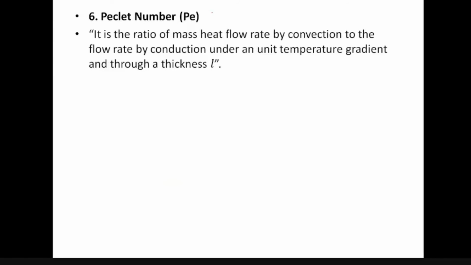Peclet number is the ratio of the heat flow rate by convection to the flow rate by conduction under a unit temperature gradient through the thickness of the fluid. So again, Peclet number you can write as Pe, which is equal to Q convection divided by Q conduction. So Q convection you can write as rho A V into Cp divided by kA upon L, because delta T is 1.